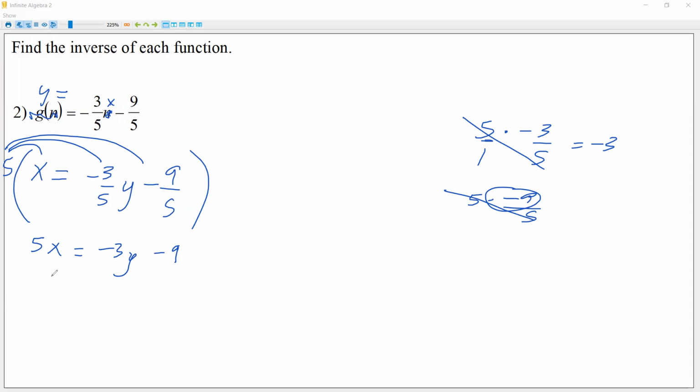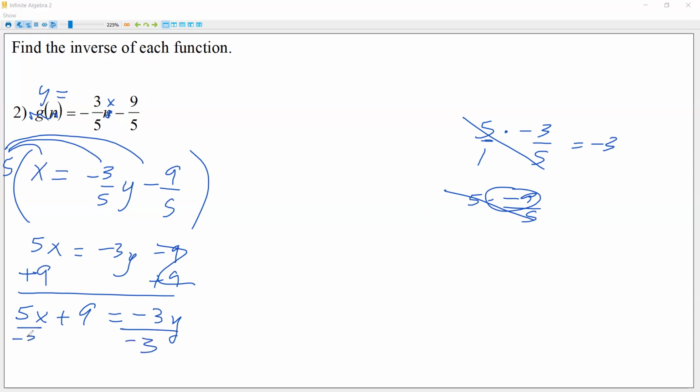I have a little bit easier sense of how this is going to work. I need to solve for y. So I'm going to add 9 to both sides. So I've got 5x plus 9 equals -3y. The 9's are gone. The -9 is gone. The last thing is just to divide everything by -3. Okay, so let's see what that gives me.